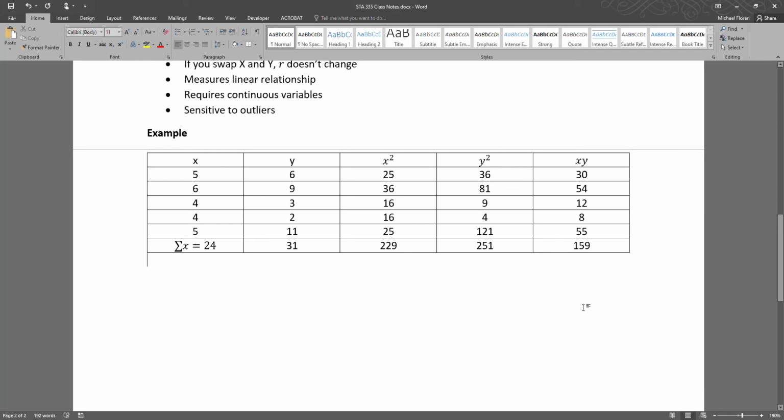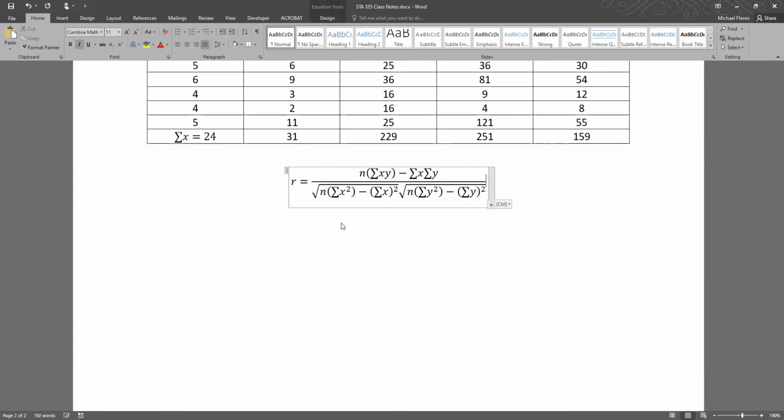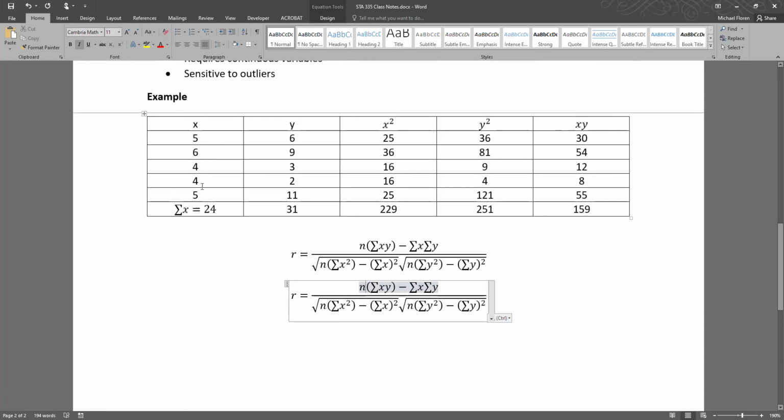Once I have these sums written out, I can begin doing my calculation. First, I'm going to copy and paste my initial equation and start to fill in these different components based on the values that I just found. So, for n, my sample size, I have 1, 2, 3, 4, 5 different observations. N is going to be 5. The sum of x times y, well, I just found x times y, and the sum of that is 159. So I simply copy and paste 159 in the correct location.